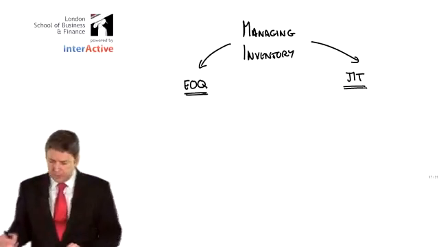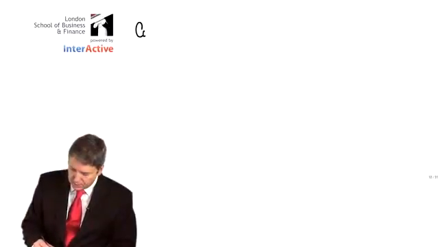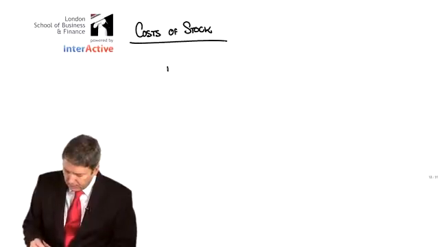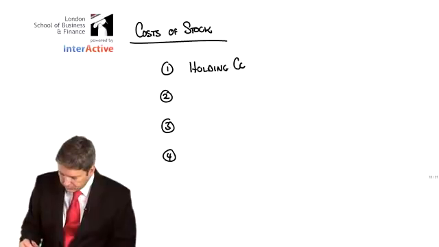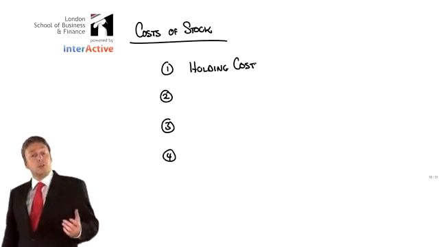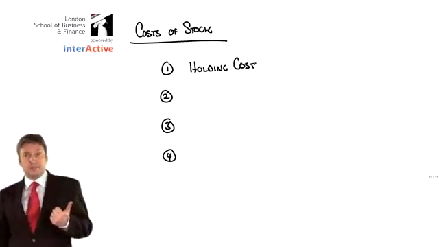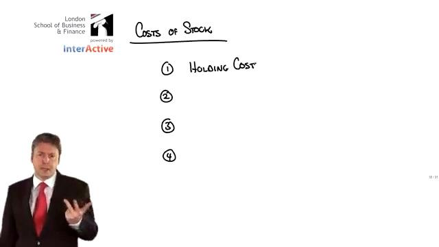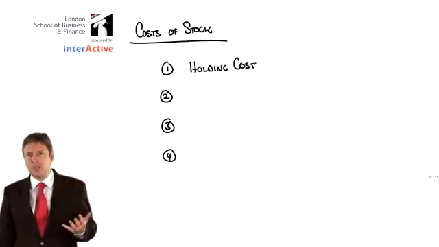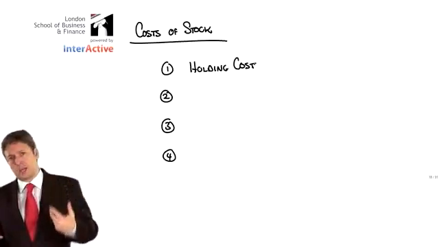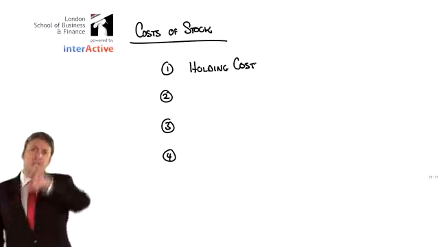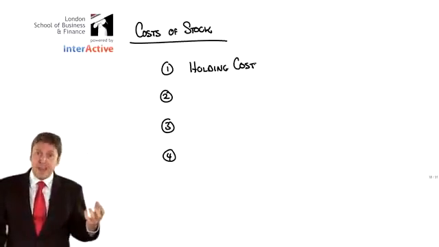What I like to do, before we do anything else, is just to understand the costs of stock. And to me, there are 4 of them. We have the holding cost. Holding costs include such things as warehousing, staff, incremental insurance costs, obsolescence, deterioration, vermin damage. But by far the most important one is the opportunity cost of capital. The idea that we've got money tied up in stock that we could better use elsewhere.